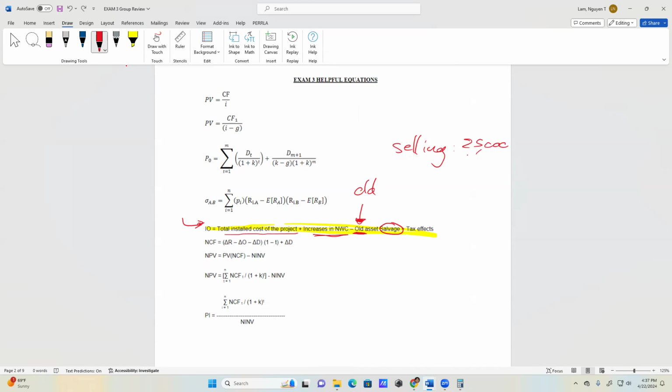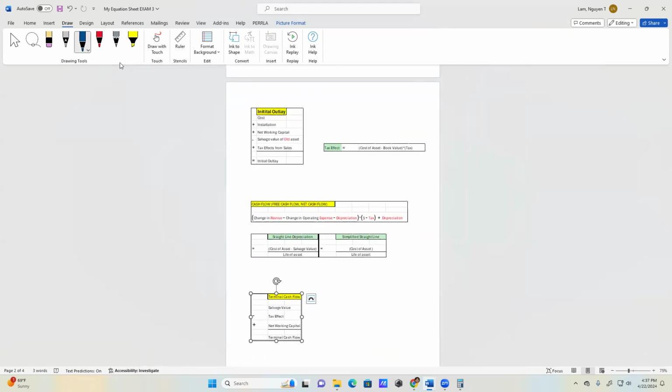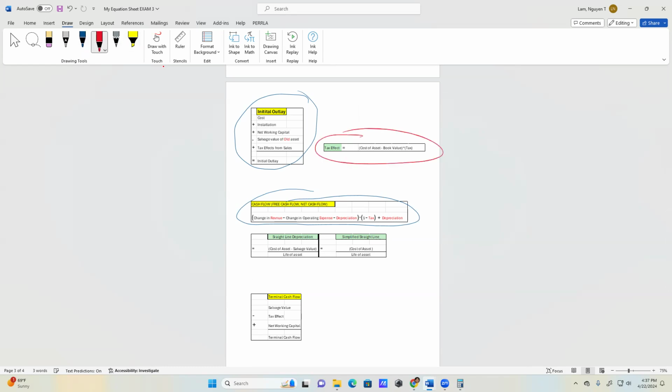Tax effects isn't given to you. The formula for tax effects is not given to you. And right here, this is my version of the formula. They're going to give you this. They're going to give you this. All the things that they don't give are this one and this one.